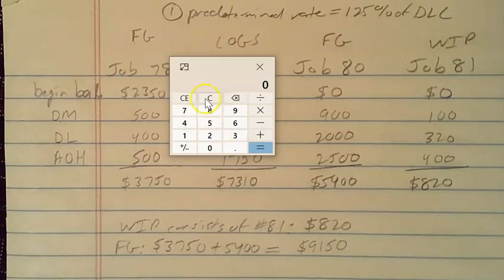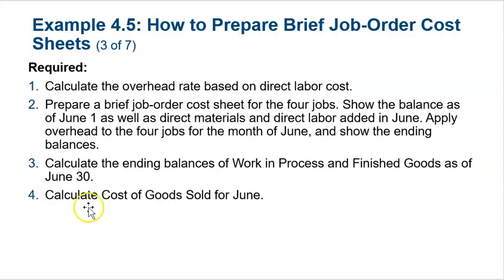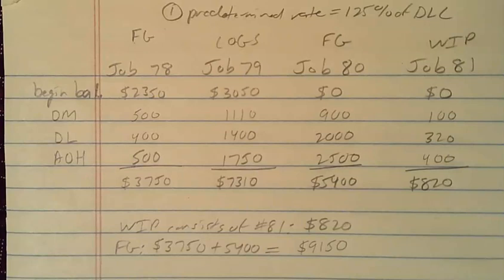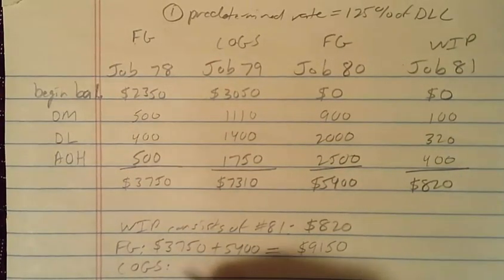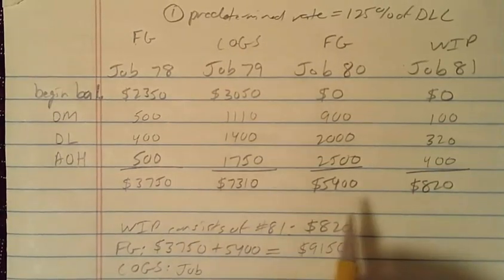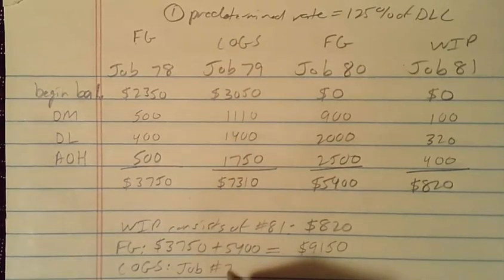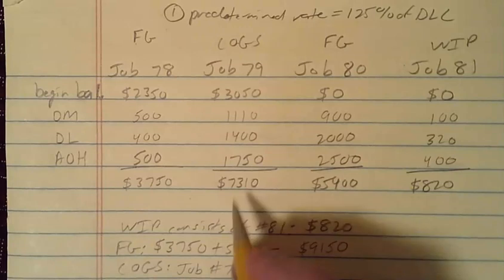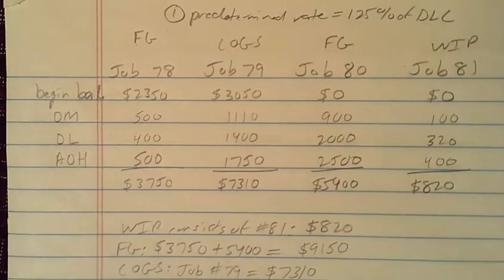And I suspect that we're now going to be asked to calculate cost of goods sold for June. Fine. We can certainly do that. Cost of goods sold is job number 79. And that's just simply going to be the 7310.